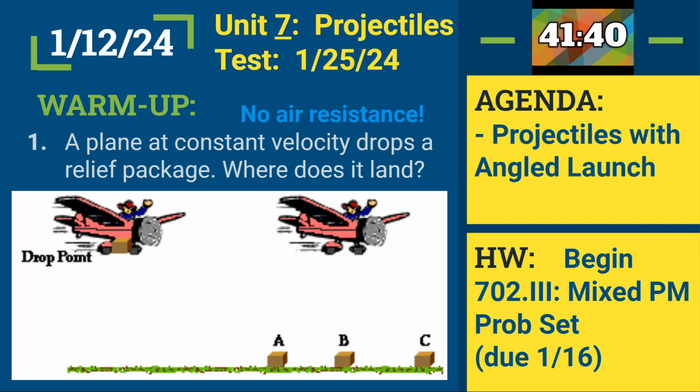The warm-up question for today says a plane at constant velocity drops a relief package. Where does it land? We're going to assume that there is no air resistance in this question. And so we've got three choices labeled here at the bottom of the picture, A, B, and C.